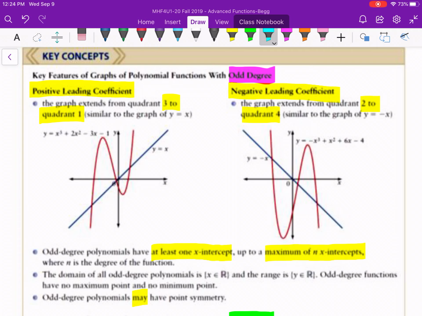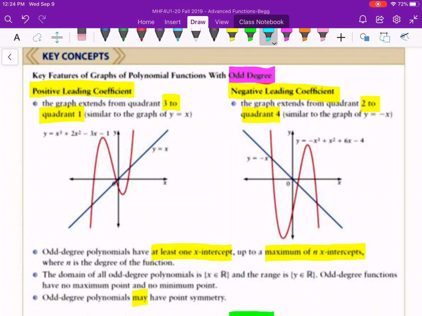The domain of all odd degree functions is all real numbers. They go on forever from left to right. The range is all real numbers. It goes down forever and up forever. They have no overall maximum. When it says they have no maximum point or minimum point, they mean no absolute, no overall ones. They can have local ones, but it has no overall maximum or overall minimum. Think of a parabola. A parabola does have an overall maximum or minimum. It's not an odd degree. It's an even degree, but even degree ones can have overall maximums and minimums. Think of the vertex. But there is no vertex for an odd degree function. Okay?